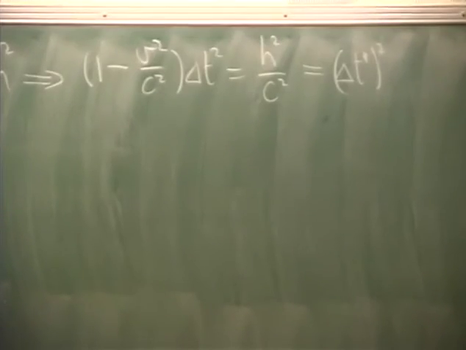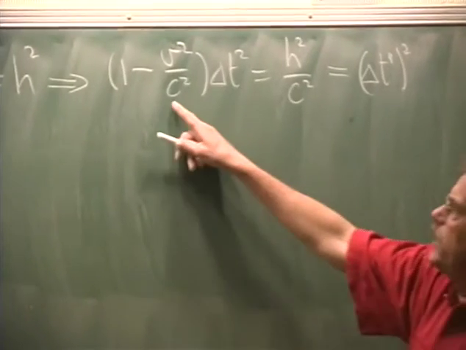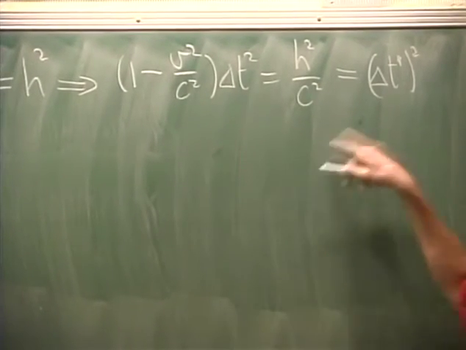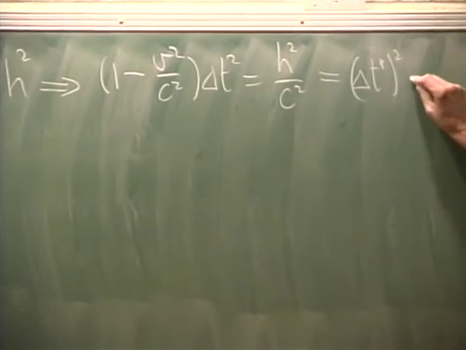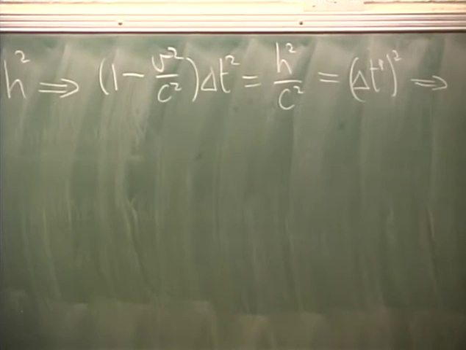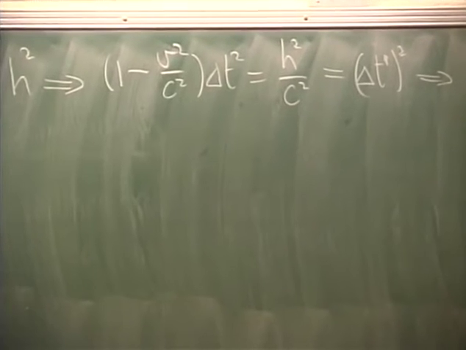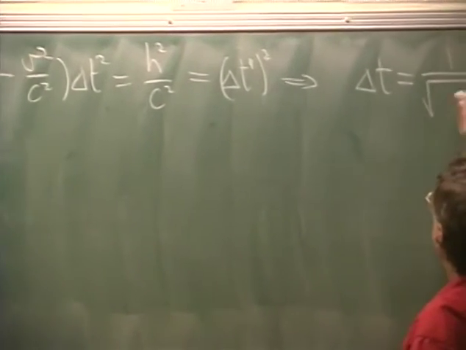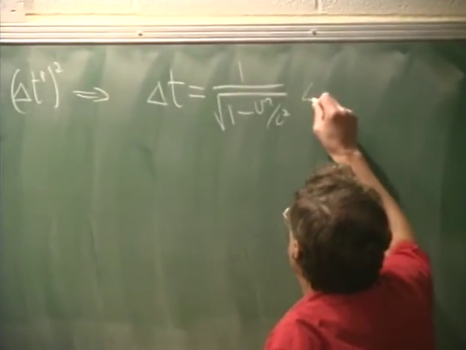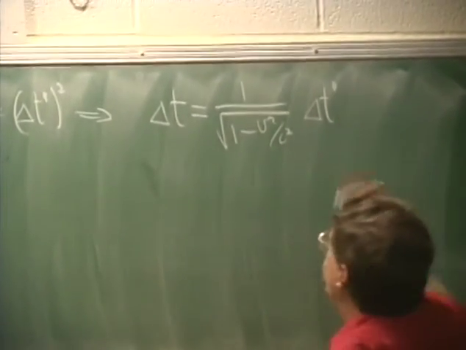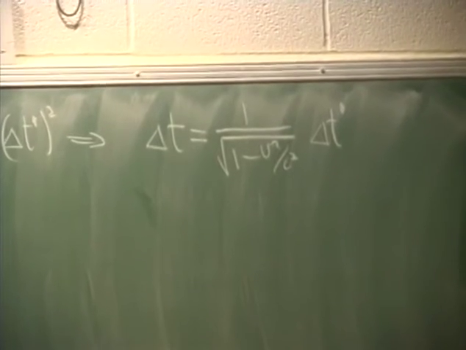squared. What does this tell me? 1 minus v squared over c squared times delta t squared equals delta t prime squared. I'm going to divide this stuff over to the other side and take the square root, and it would say delta t is equal to 1 over the square root of 1 minus v squared over c squared times delta t prime. That's the conclusion.